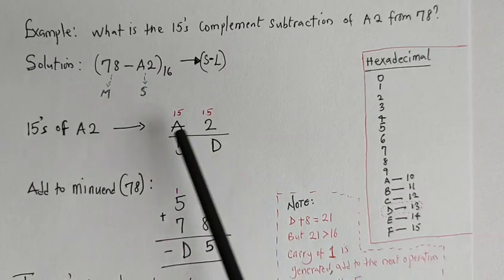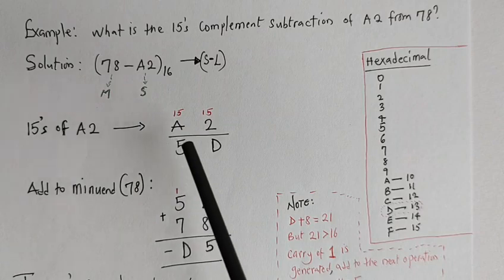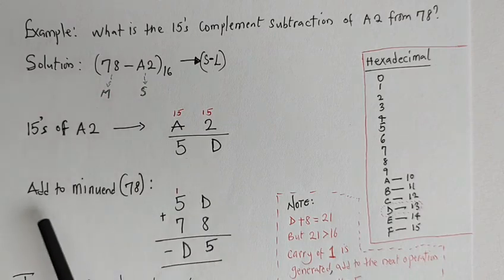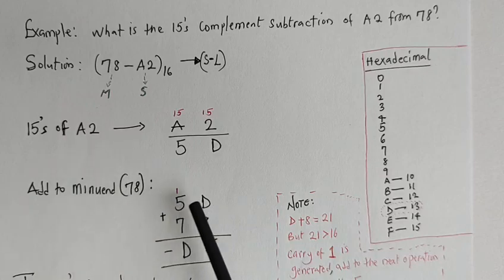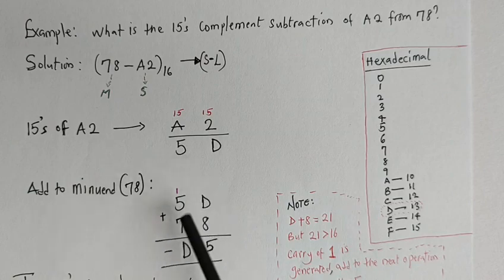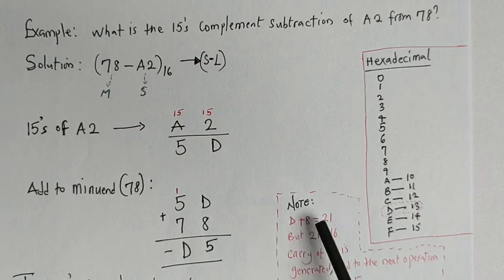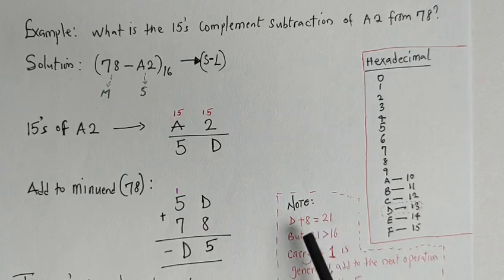Now once you obtain this result, rule number 2 says add it to the minus n. What is the minus n? The minus n is 78. So we say 5D plus 78. Now let's carry out this operation. D plus 8. Take note, D plus 8 is 21. But you know that 21 is greater than 16. So in this case, a carry of 1 is generated, and we need to add this 1 to the next operation.